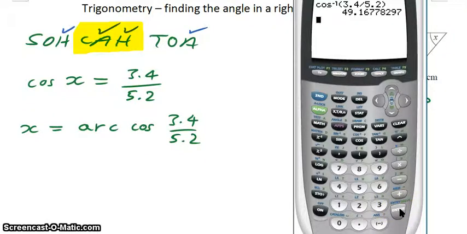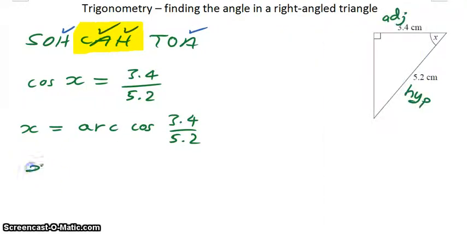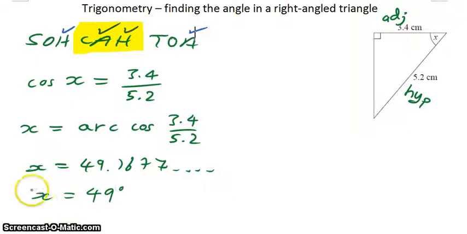And we end up with 49.1677. So x equals 49.1677. Well, this is an angle, so let's say that the angle is 49 degrees. That's near enough. Or 49.2 you could have. Entirely up to you. Alright, it depends on the question.